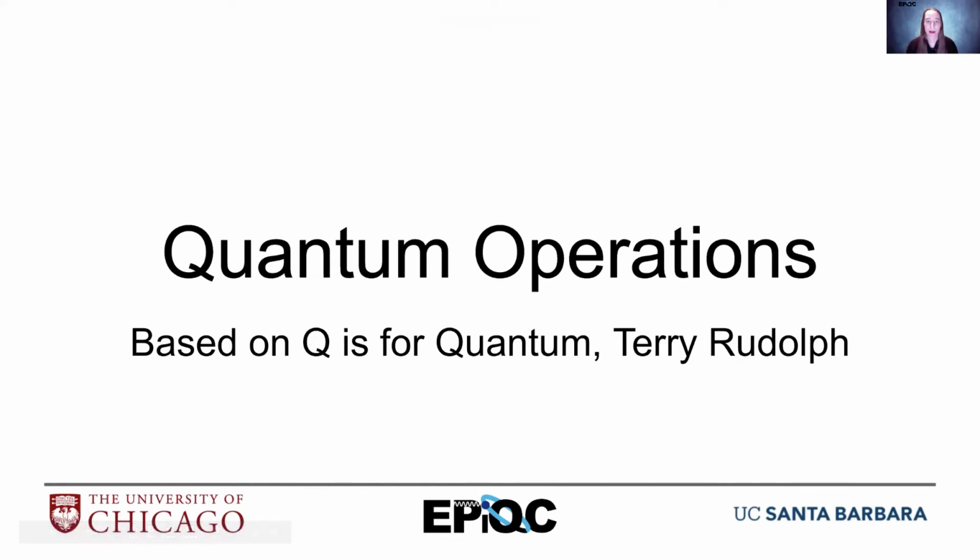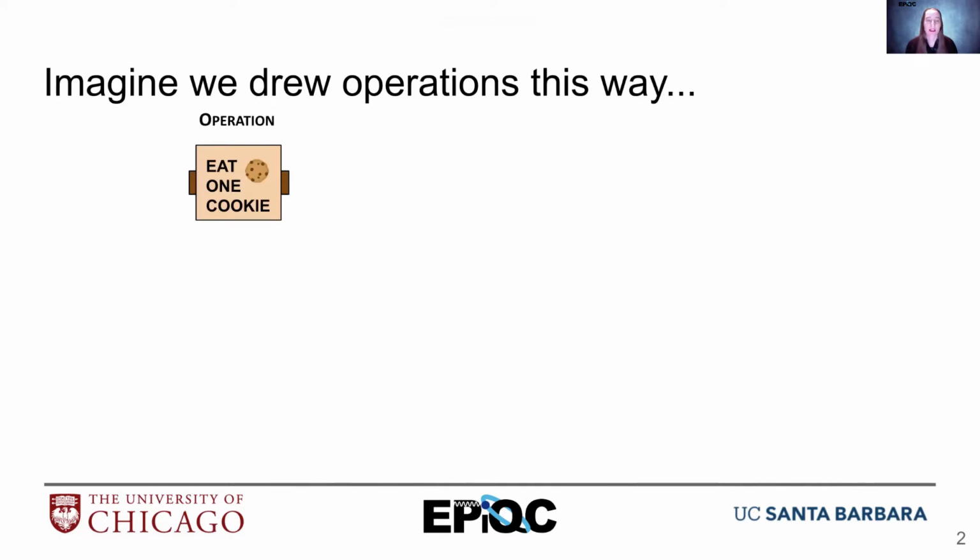Hello, today we're going to talk about quantum operations, and this is inspired by the visual representation presented in Q is for Quantum by Terry Rudolph. So imagine that we drew operations this way. Let's say we have an operation named eat one cookie.